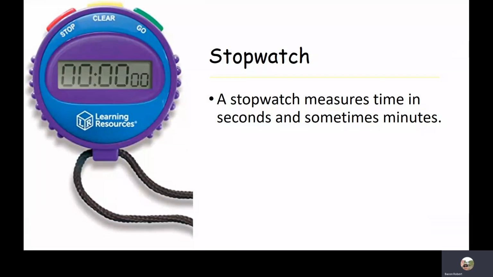Next up is our stopwatch. A stopwatch measures time in seconds and sometimes minutes. Stopwatch. So this one has seconds, tenths of seconds, and even hundredths of seconds. So those of you who are my little runners and my little swimmers, we use our stopwatch to measure how fast we are, but we also use it in science to figure out how long it takes for something to happen. That's a measurable that we want to keep track of.